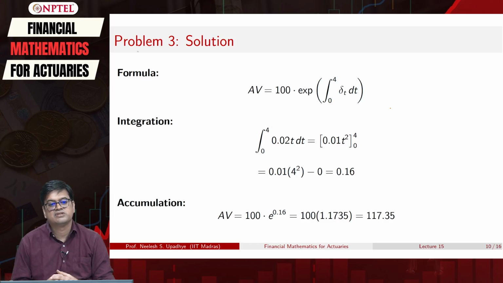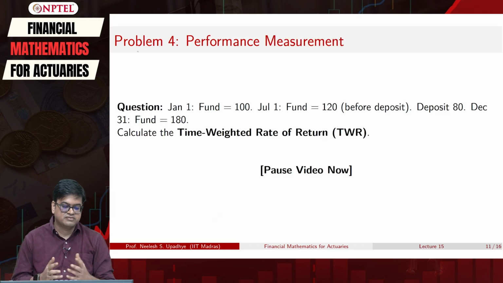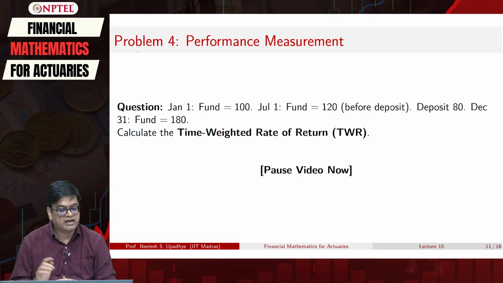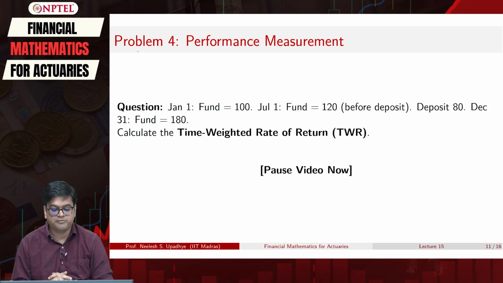Let us now do the last lecture's problem, which is time weighted return, or the performance measurement of the portfolio manager. So, here is a question which relates to that. On Jan 1, you have a fund deposit of 100. In the middle of the year, July 1, your fund value was 120 before the deposit. You decided to deposit $80 on July 1, and then at December 31, the fund value is 180. You have to calculate the time weighted return.